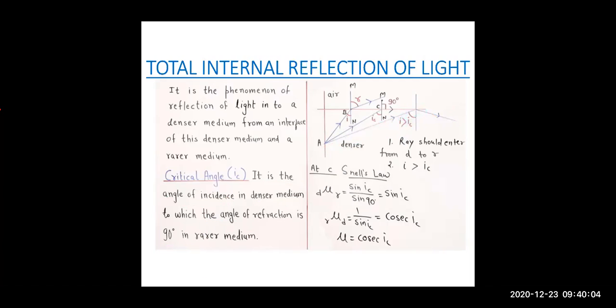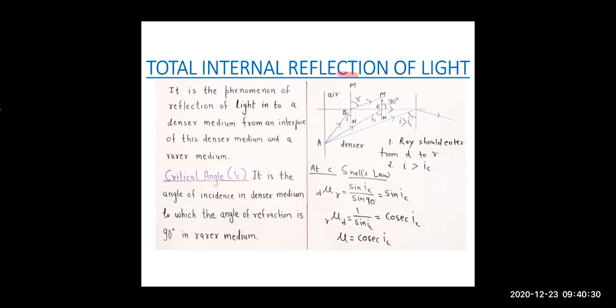And what are the two conditions necessary for total internal reflection to happen? First thing is the ray should be going from denser to rarer medium. Second thing, the incidence angle should be greater than the critical angle. If the incidence angle is greater than the critical angle, then total internal reflection of light will take place.